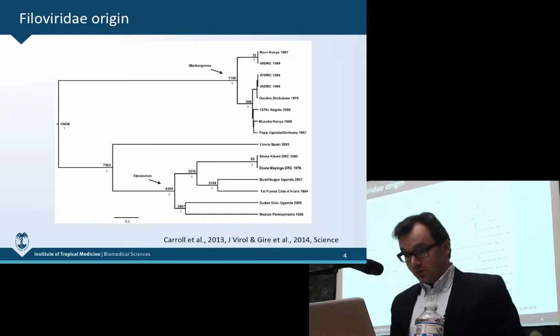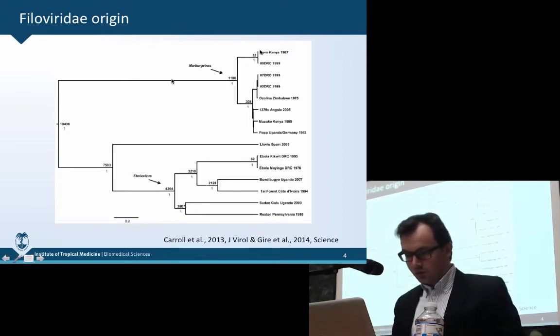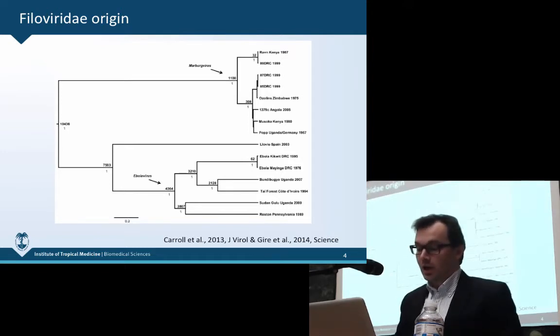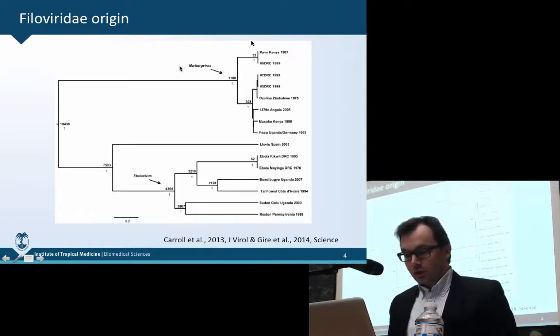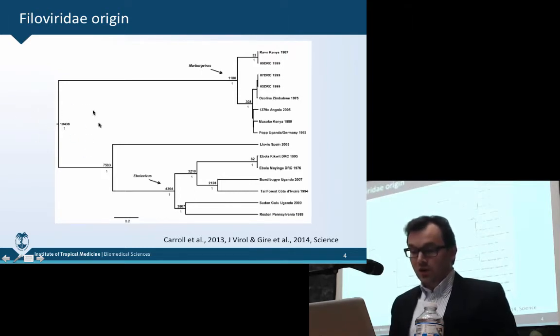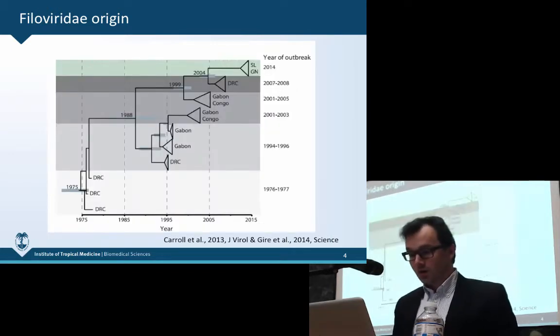Filoviruses are actually old viruses. So this is a phylogenetic tree using complete genome sequences from previous outbreaks. So there weren't that many full genome sequences known for Ebola. We know many more now, so this tree might change or be updated. But if you look at the dating, this is dating of the most recent common ancestor. The most recent common ancestor of these filoviruses dates back about 10,000 years. So these viruses have been around for quite a long time.